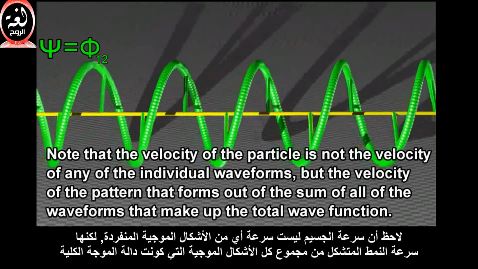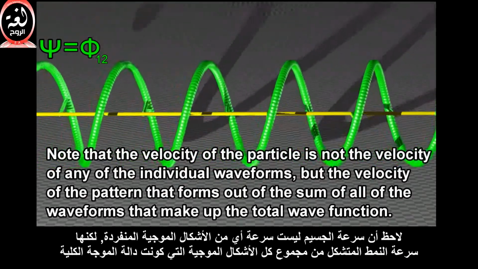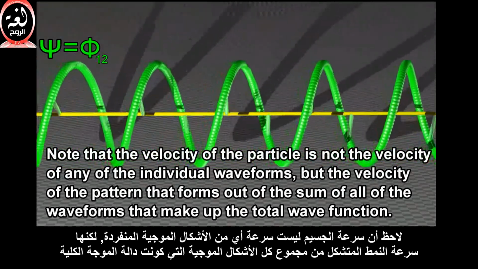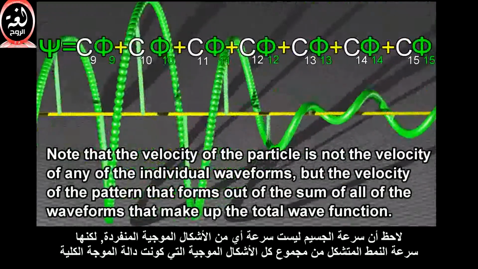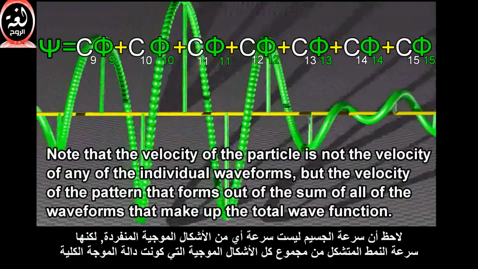Note that the velocity of the particle is not the velocity of any of the individual waveforms, but the velocity of the pattern that forms out of the sum of all of the waveforms that make up the total wave function.